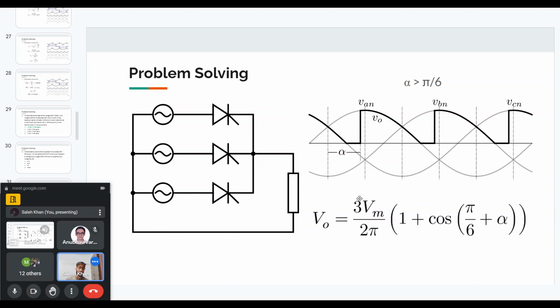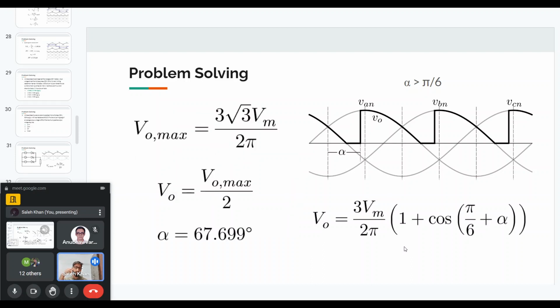So this is not the same expression as the previous. For alpha greater than pi by 6, this is the expression we will get. If you want an output voltage which is 50% of the V out max, you substitute V out as 50% of this V out max, and then cancel out the VM voltage, and you can find the value of alpha. In this case, it turns out the alpha value is around 67.7 degrees.